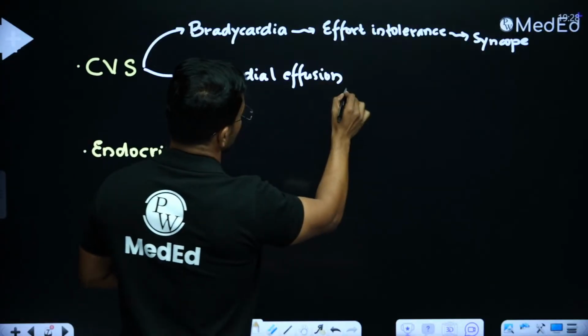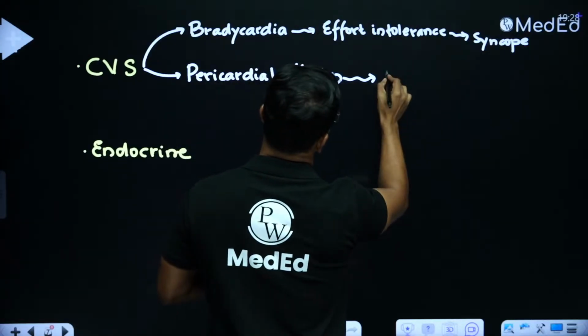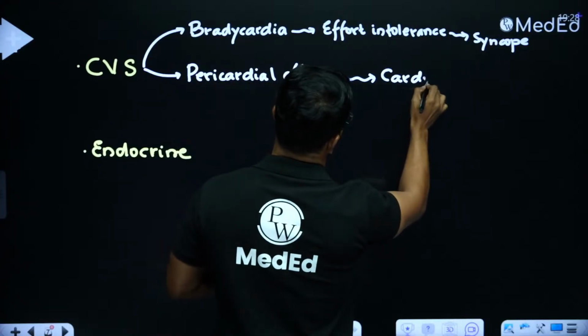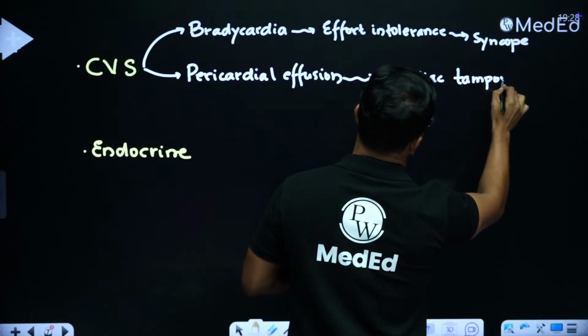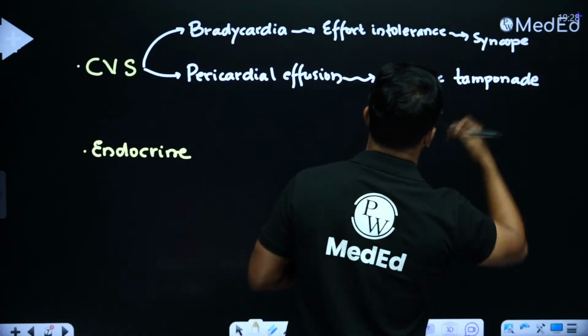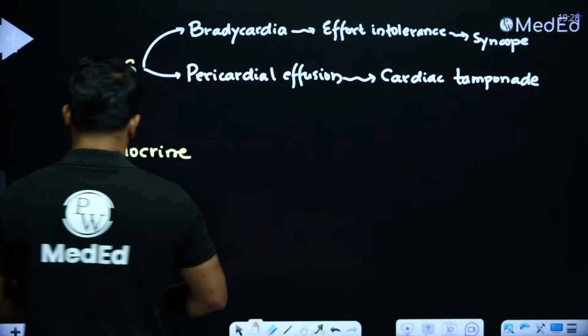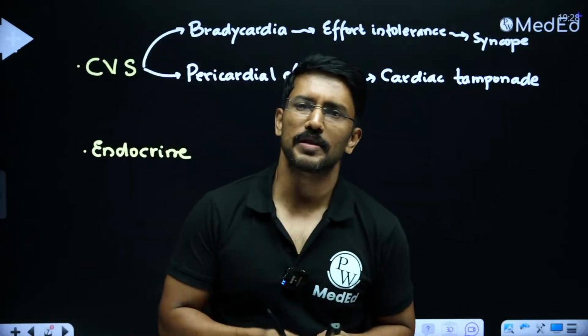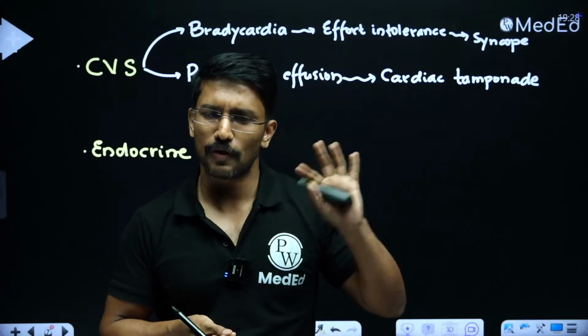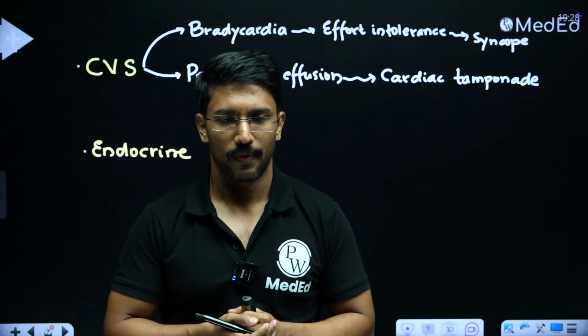Pericardial effusion. Eventually, when it is too massive, it can lead to what we call cardiac tamponade. Okay. Now, can it have other endocrine manifestations? Hypothyroidism itself is an endocrine disorder, but it can also affect other endocrine functions.